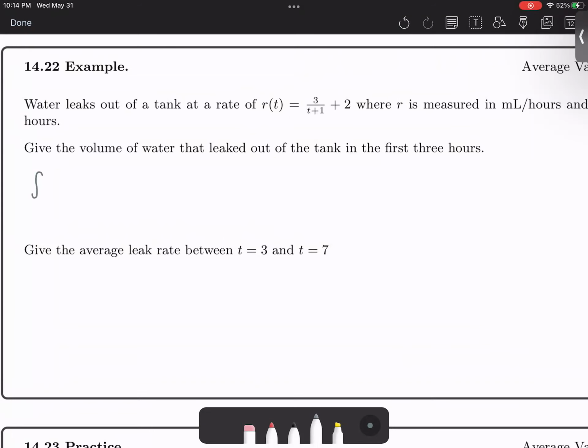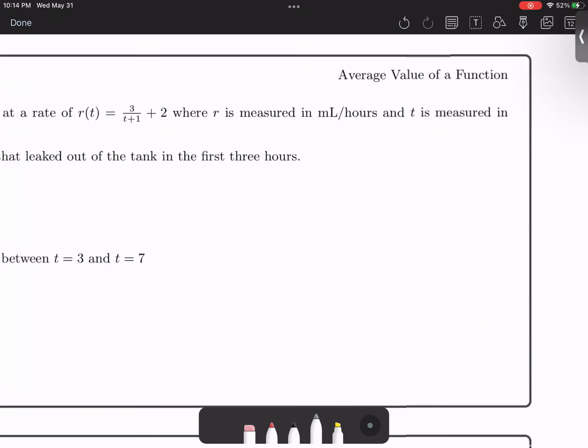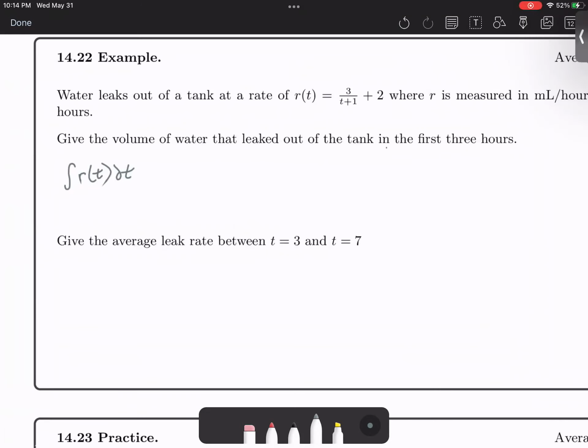We should integrate the rate R of t as t moves from, where do I want to measure how much water leaks out? Oh, here, in the first 3 hours. So I want to integrate from 0 to 3 because time is measured in hours. So the first 0 hours and then 3 hours. This will be the integral from 0 to 3. R of t is 3 over t plus 1, plus 2.